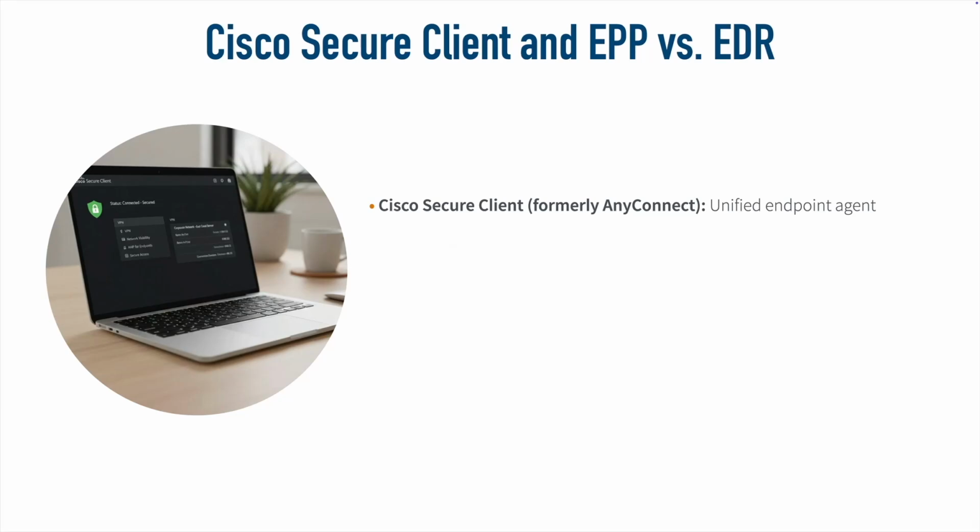And you'll also hear two acronyms in the endpoint security space, EPP and EDR. First, let's consider EPP. That stands for Endpoint Protection Platform. This is your traditional prevention-focused solution. Antivirus signatures, exploit blocking, application control. It's about stopping threats before they execute.